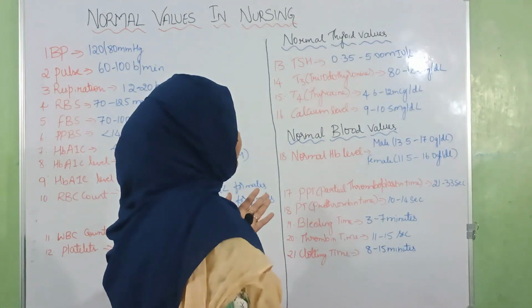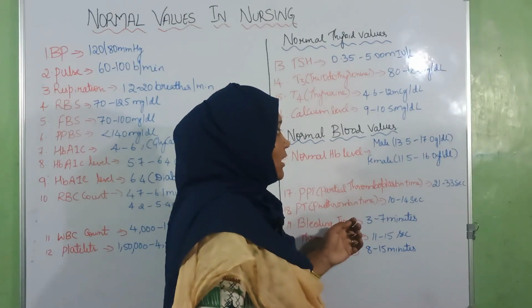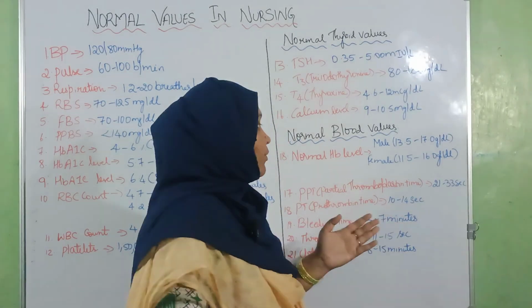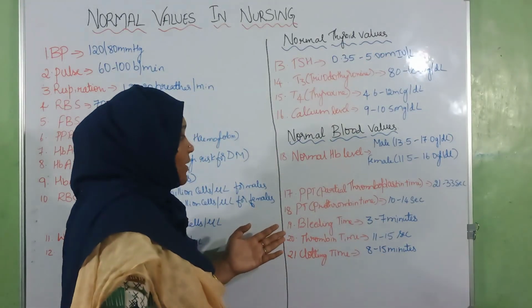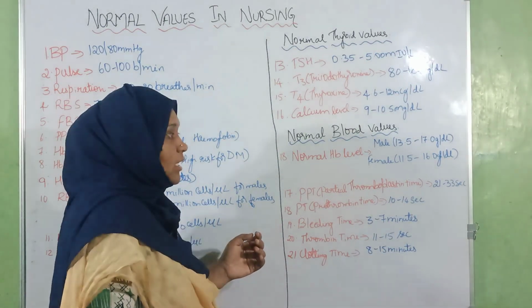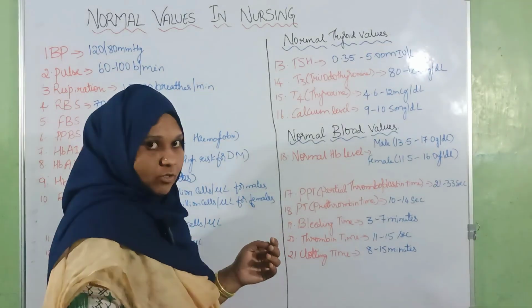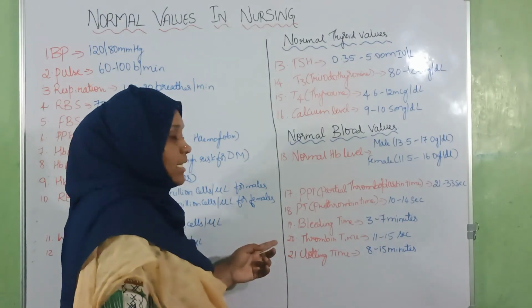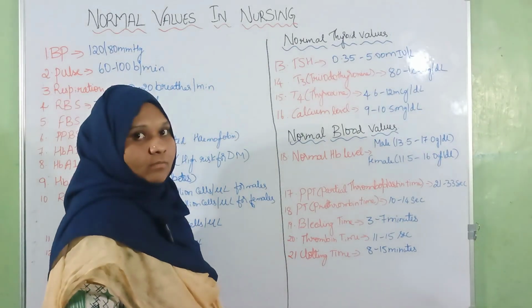So normal blood values, that is hemoglobin value, it is male, it is 13.5 to 17 gram per deciliter. In female it is 11.5 to 16 gram per deciliter. And PTT, that is partial thromboplastin time, it is 21 to 33 seconds. Prothrombin time PT, it is 10 to 14 seconds. Bleeding time, it is 3 to 7 minutes. Thrombin time, it is 11 to 15 seconds. Clotting time, it is 8 to 15 minutes.